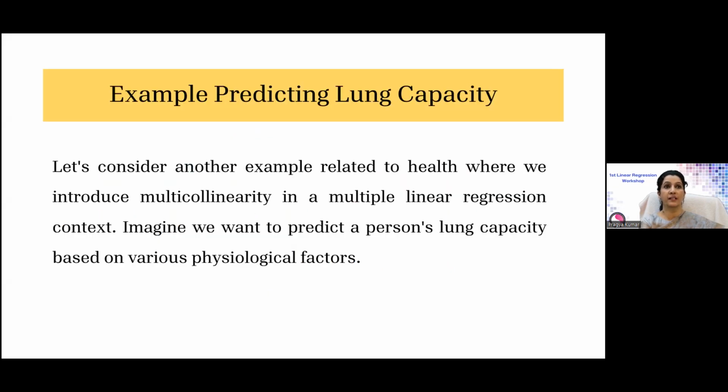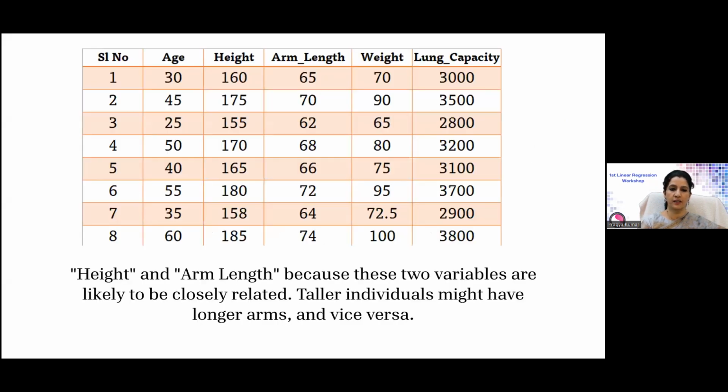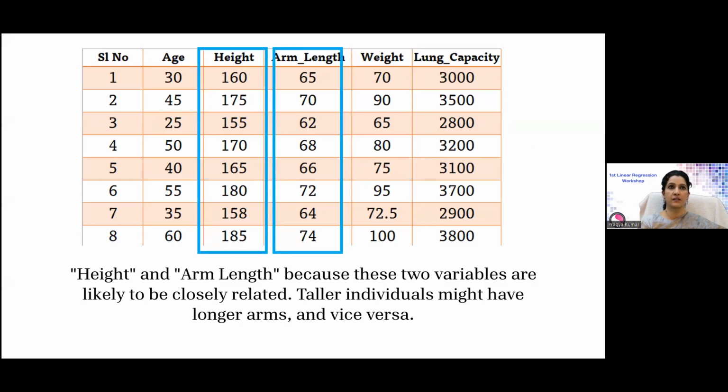Again, if we have to predict lung capacity based on some physiological factors like age, height, arm length, and weight, you can see here that height and arm length will be correlated with each other, because we expect that a person who has a greater height will have a longer arm length. So these two will show multicollinearity.